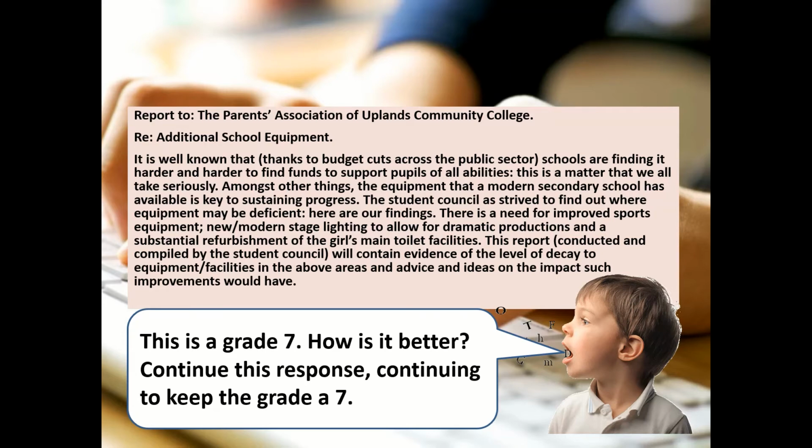Here are our findings. There is a need for improved sports equipment, a new or modern stage lighting to allow for dramatic productions, and a subsequent refurbishment of the girls' main toilet facilities. The report, conducted and compiled by the Student Council, will contain evidence to the level of decay to equipment and facilities in the above areas and advice and ideas on the impact such improvements would have.